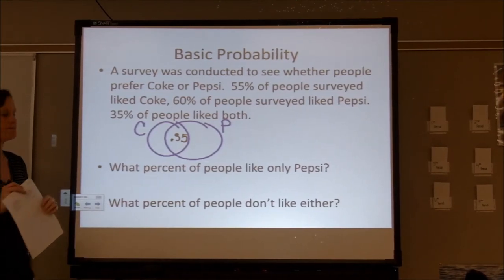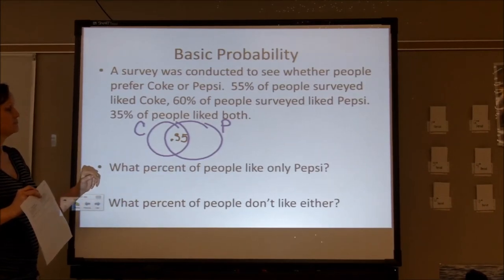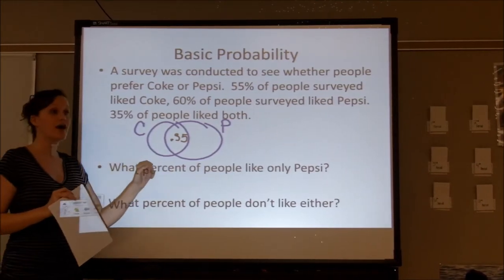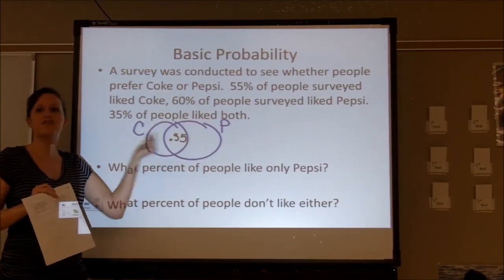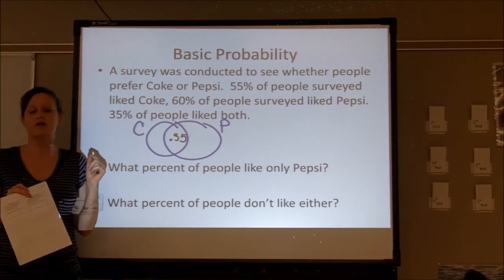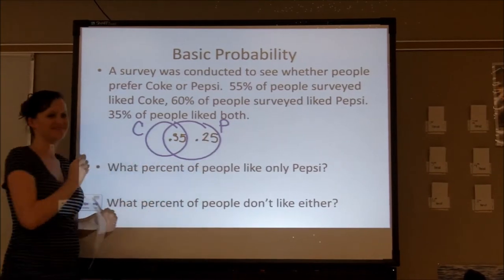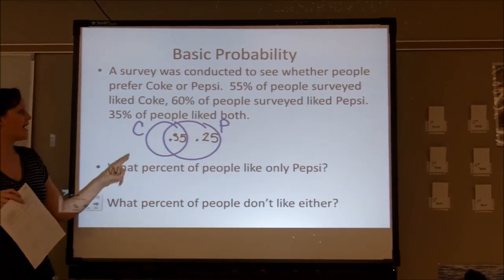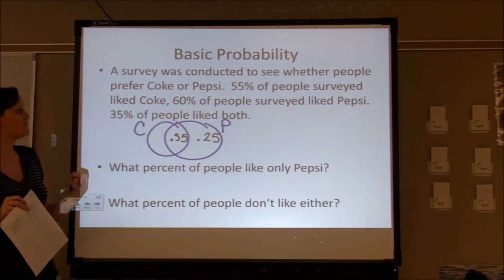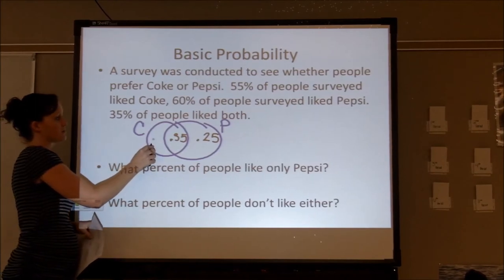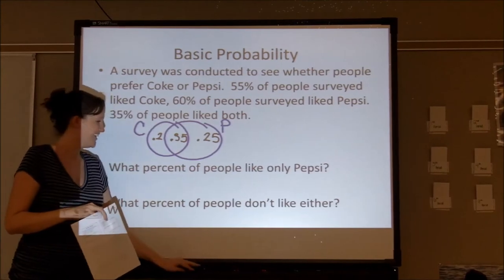Matt: If you were to go like Pepsi, then you would have to subtract 35 from the people who like Pepsi. Yes. So Pepsi is 60%, but I've already got these 35% in the middle. So that means 21% out here? Okay, good. And same thing over here? 55% of people like Coke, so how many go in here? 0.2. All right.